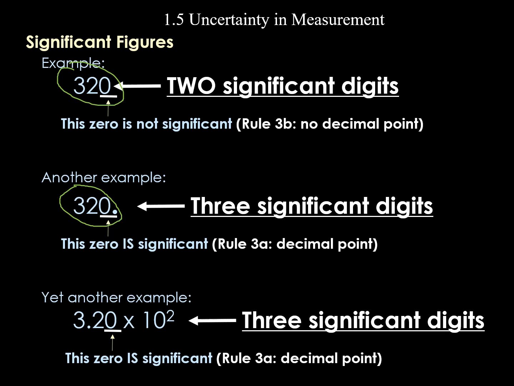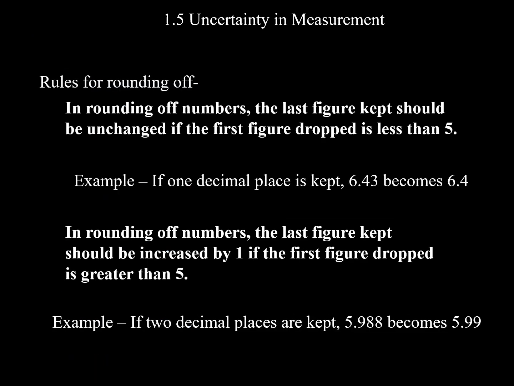To simplify, you can always write it in scientific notation. 3.20 times 10 to the 2 is 3 significant figures. If I had written 3.2 times 10 to the 2, that would be 2 significant figures. I'm sure you're familiar with rounding up and rounding down. If the value is 5 or greater, you round up. If the value is 4 or less, you round down.